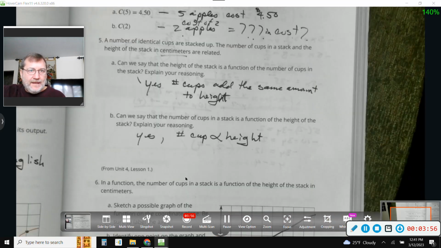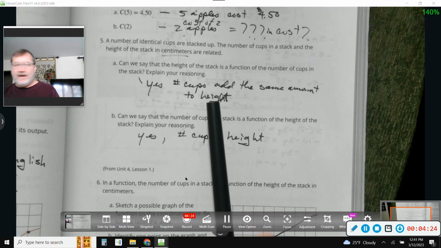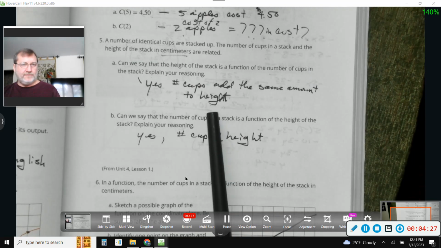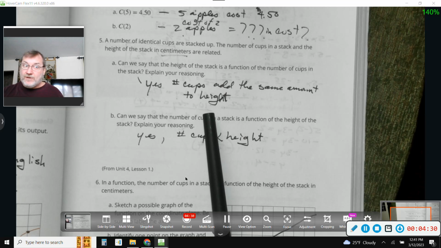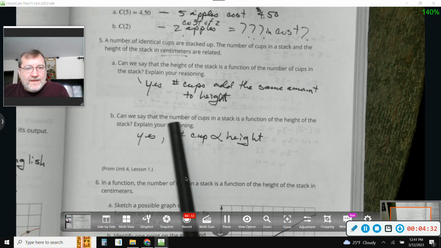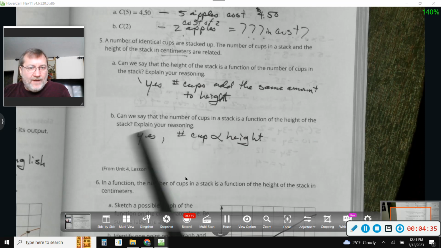Number 5. A number of identical cups are stacked up. The number of cups in a stack and the height of the stack in centimeters are related. Well, if any of you have ever seen a stack of solo cups, you know that as you stack them on, they always go up by a certain amount, about a centimeter each time. That's how much is exposed on the lip as it rises up. Can we say that the height of the stack is a function of the number of cups? Explain your reasoning. I said yes. The number of cups adds the same amount of height every time. Each cup adds the same amount. Right? As long as you have the same cups each time, there should be no difference. Can we say that the number of cups in a stack is a function of the height?